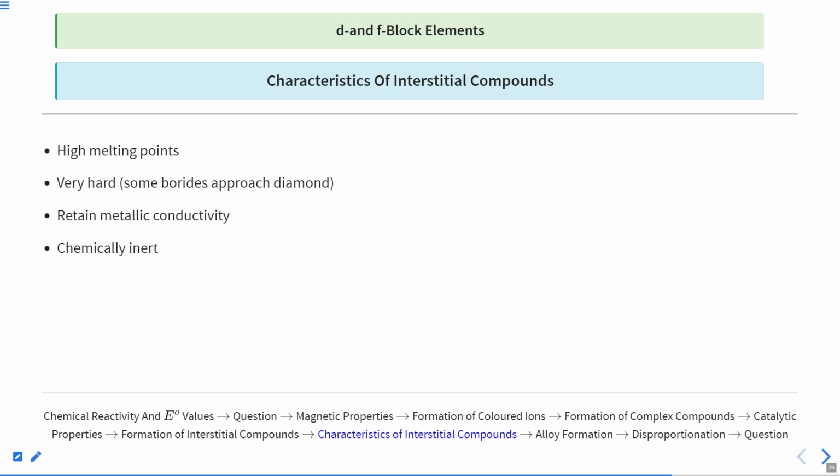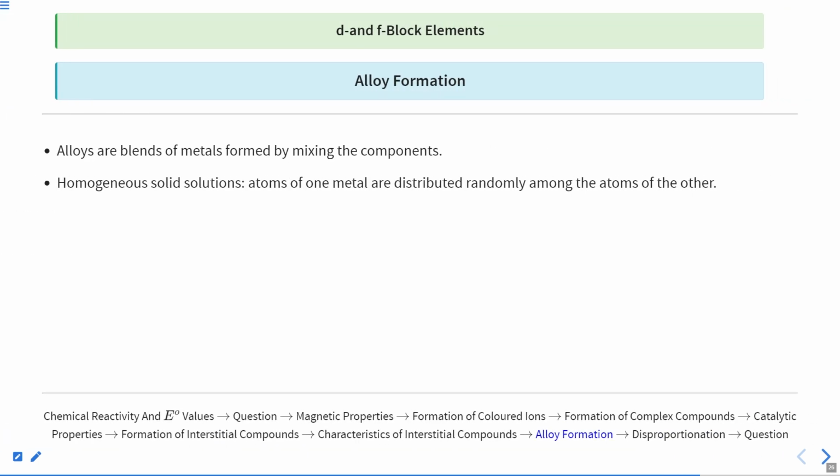If I talk about the properties of an interstitial compound, they have a high melting point because now they have a more compact structure, and they are also very hard, right? Talking about conductivity, it retains its metallic conductivity and it remains chemically inert.